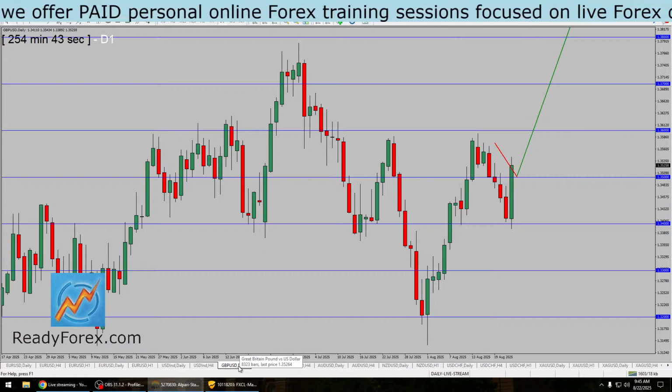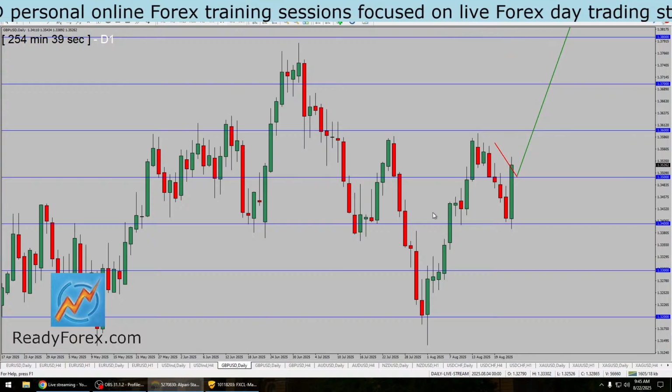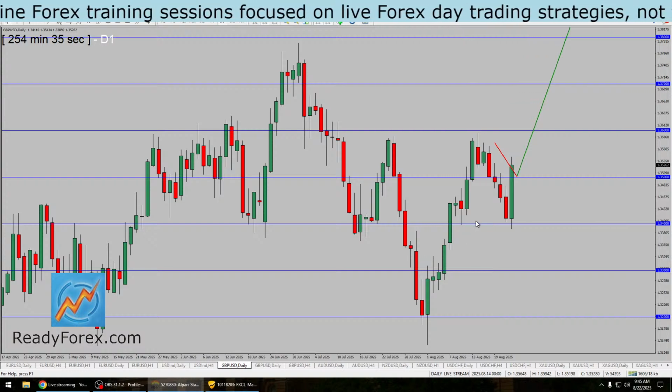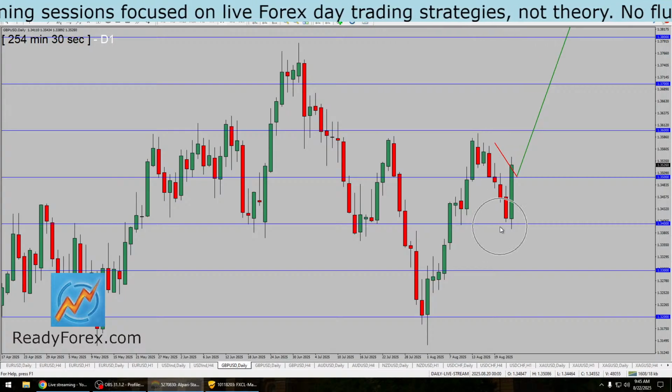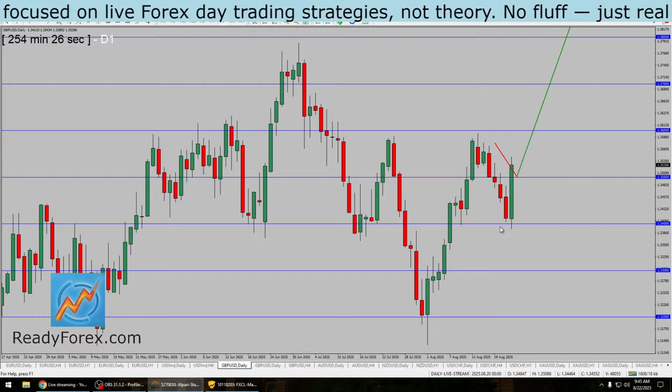GBPUSD, we got a pullback. After a pullback, market rallied up. Well, look what happened. It bounced clearly from the round number right over here, 1.34 double, and here comes another false breakdown in GBPUSD currency pair.